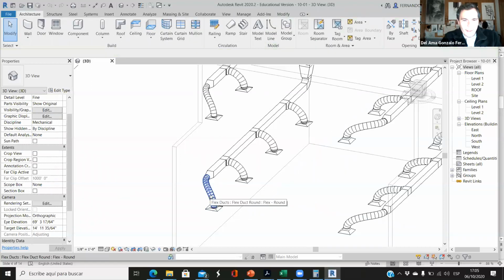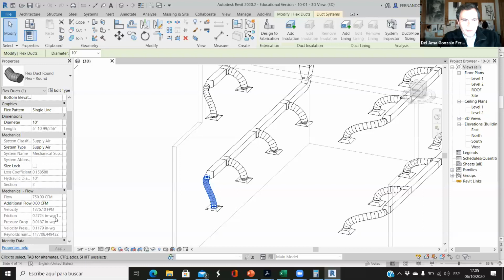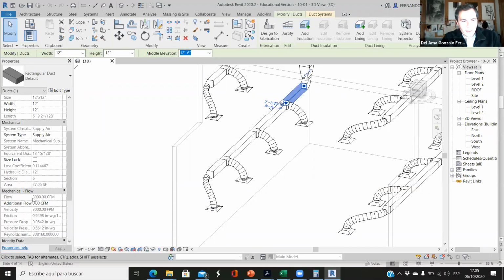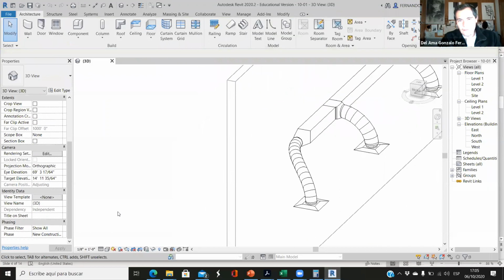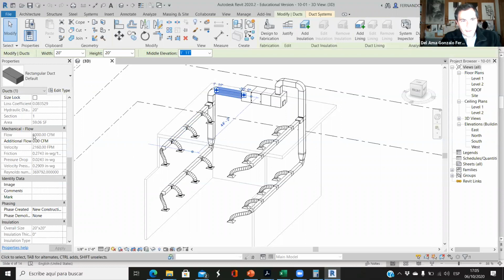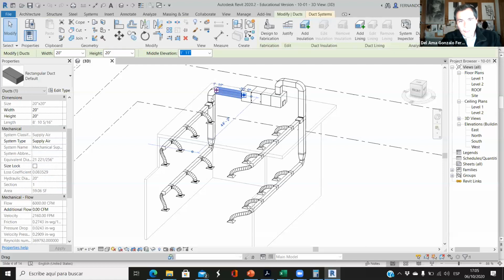So now, what about this duct? In this duct, we have the flow 750. That makes sense. In this duct here, it should be 3000. Yes, it is 3000. So that means that we have connected everything well. And finally, we have 3000 and 3000. Here, it should be 6000. And it is 6000. Okay, so this is to check that all connections are good and we have connected all the diffusers to the air handling unit.